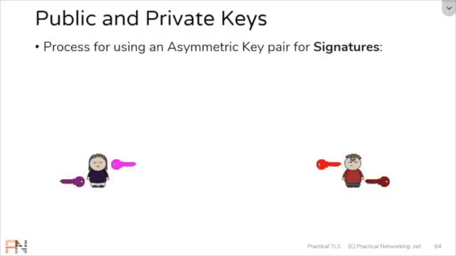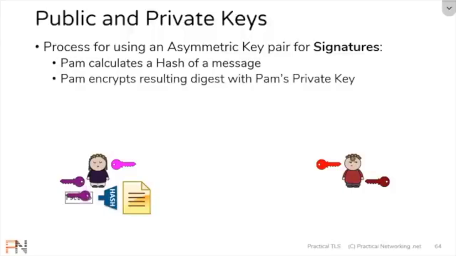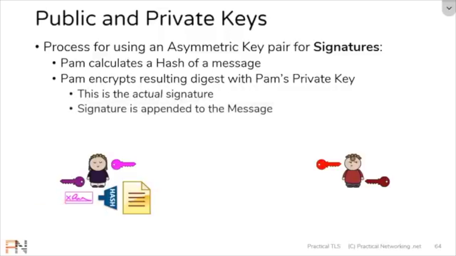Here is how asymmetric keys are used for generating signatures. Pam is going to generate a message. She's then going to run that message through a hashing algorithm. That's going to result in a particular digest. That digest is then going to be encrypted with Pam's private key. The result of that, which is the encrypted digest, is the signature. That is actually the signature of that message. That gets appended to the message, and then both the message and the signature get sent across the wire.